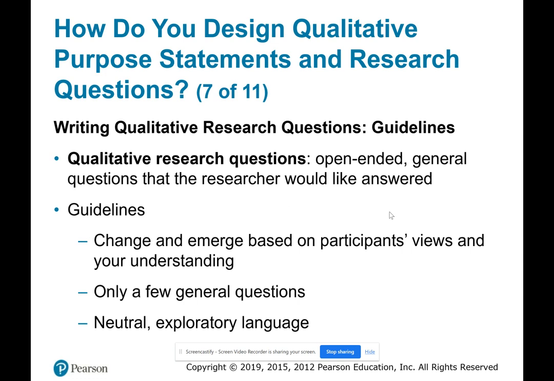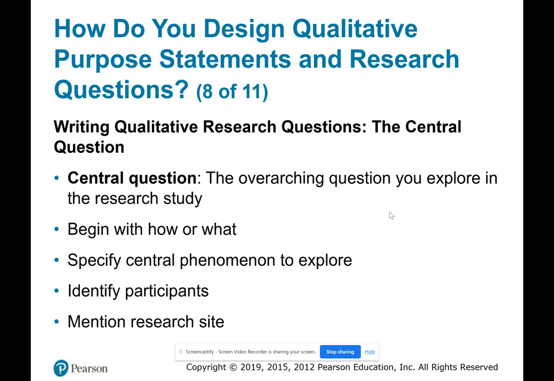Number 2. Ask only a few general questions. 5 to 7 is enough. Number 3. Ask questions that use neutral exploratory language. Use verbs like generate, discover, understand, describe, and explore. Number 4, create and write 2 types of qualitative research questions, central questions and sub-questions.